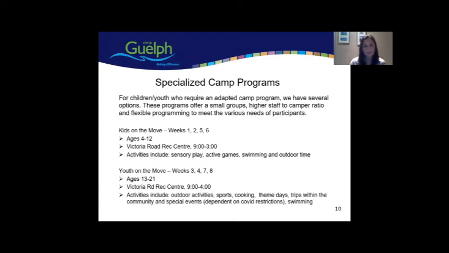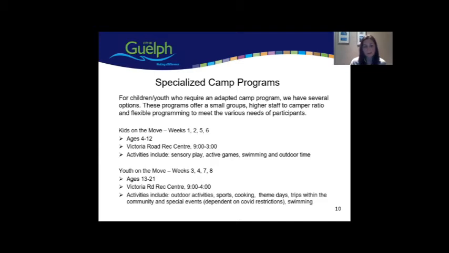So for these specialized camps, we are offering Kids on the Move, which is the first time we've offered this with the city of Guelph, and that will be offered 4 weeks of the summer. So you can see weeks 1, 2, 5, and 6. Again, all of this information will be up on our website tomorrow. So Kids on the Move is for ages 4 to 12. It's at Victoria Road Rec Center, and the programming hours are from 9 to 3 for this camp.